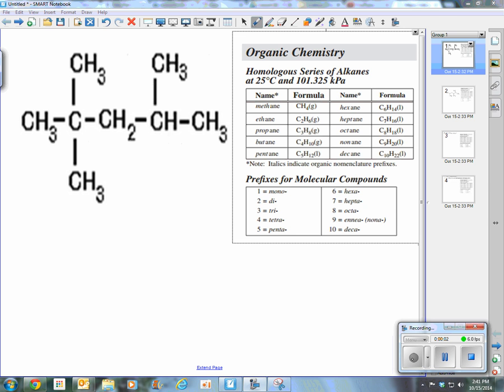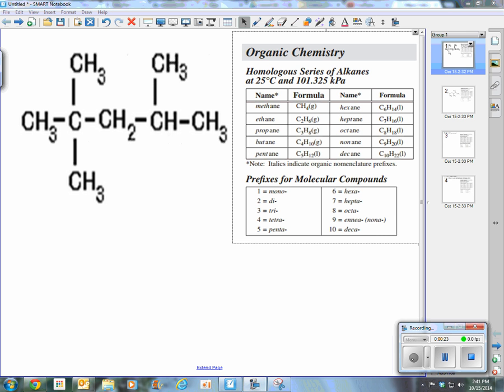Okay, so I have set this up so that you guys can see me actually work through a problem. This particular problem is to name this particular diagram of a molecule. So our first step is always going to be to identify our parent chain.